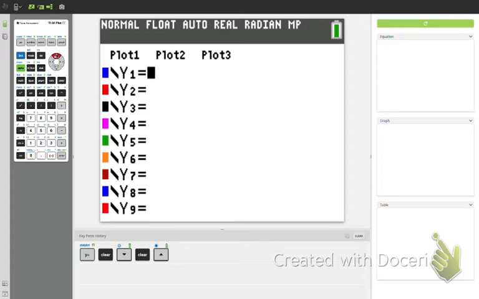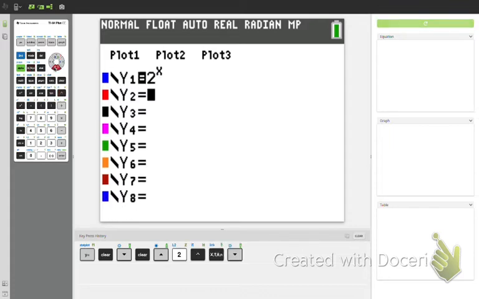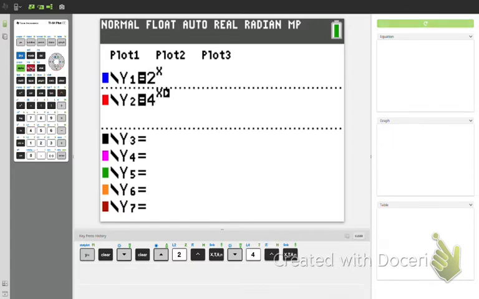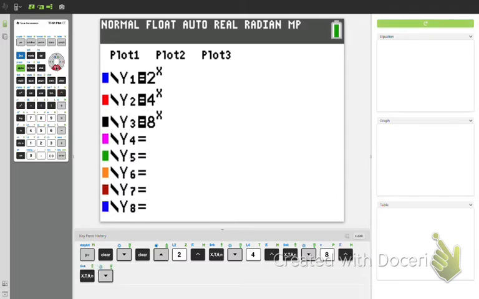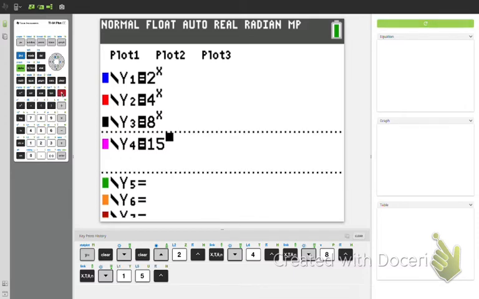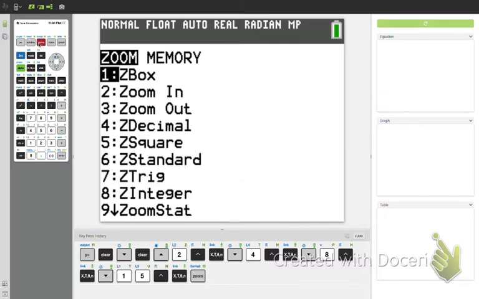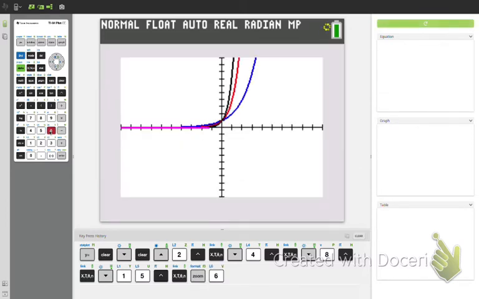Okay, did you zoom 6? So 2 to the x. 4 to the x. 8 to the x. What was the next one? 15 to the x? Okay, so zoom 6, so we get that standard screen.